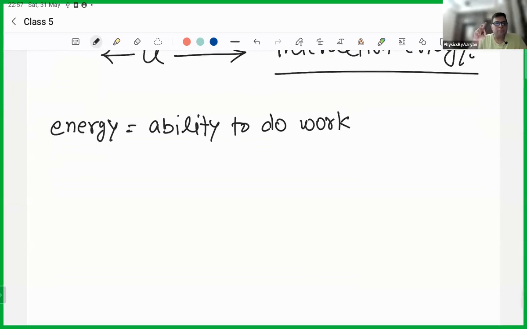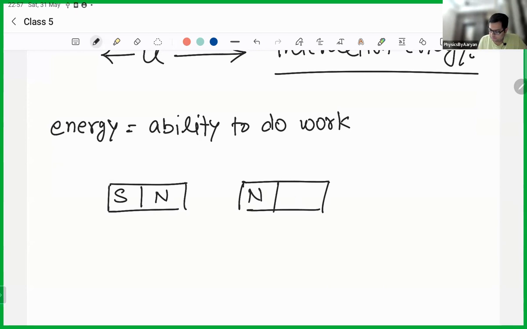So let's say I have two magnets, north, south, north, south, and I nail them. Nail them means I take a nail and I put it there. So they cannot move. Or I hold them. You nail them or hold them, whatever.